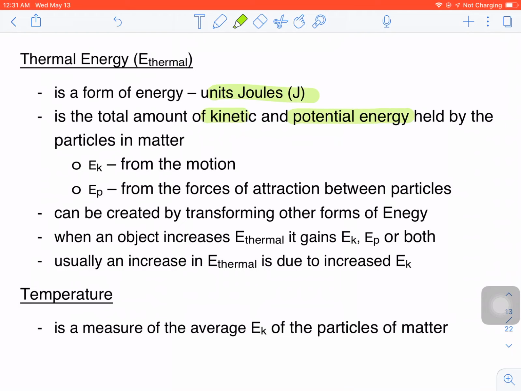So the energy that's being added to the system now, it's not just causing the particles to move faster, it's causing the particles to break free of their neighbors. Right? I'm breaking the forces of attraction that were holding that solid together.